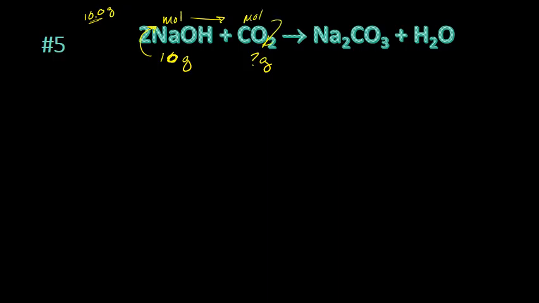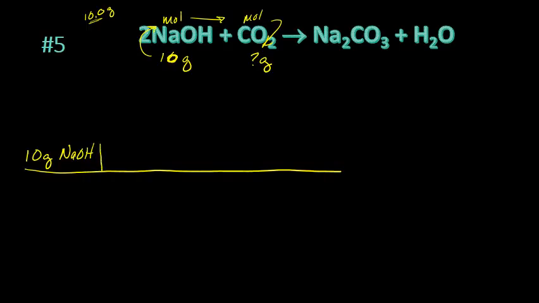So let's do the problem, dimensional analysis. Oh, is the equation balanced? Yeah, that looks good. So here we go. We have 10 grams of sodium hydroxide. And I'm trying to draw a straight line. This is harder than you think. Okay, good. So grams of sodium hydroxide go down here.